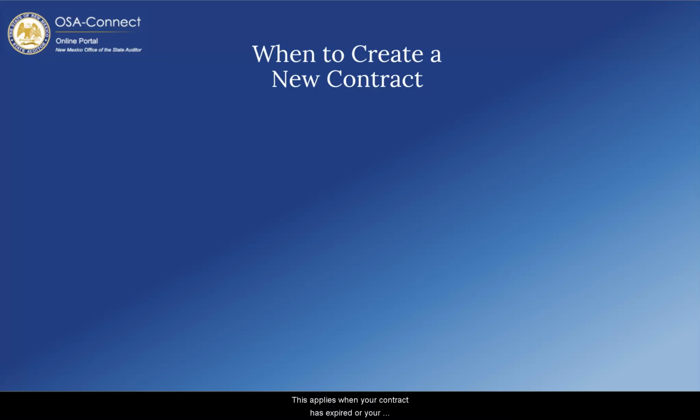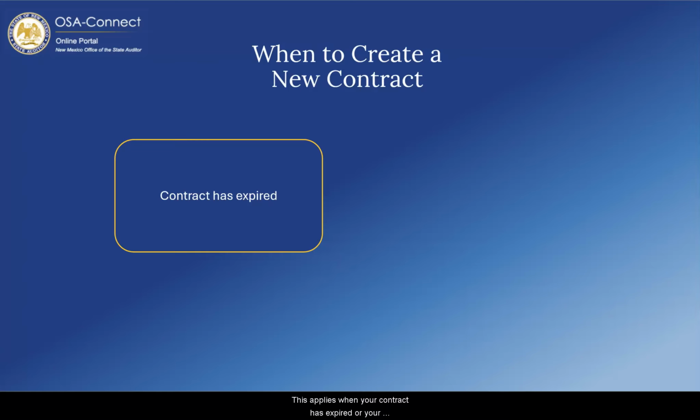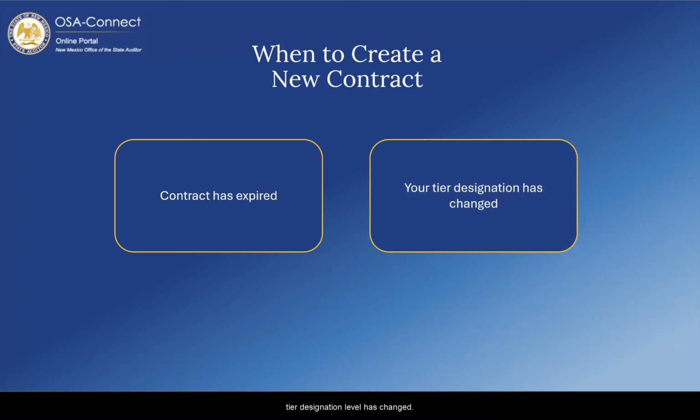There are also situations where you'll need to create a new contract instead of an amendment. This applies when your contract has expired or your tier designation level has changed. If you're ever unsure whether to amend an existing contract or create a new one, contact the OSA for guidance.